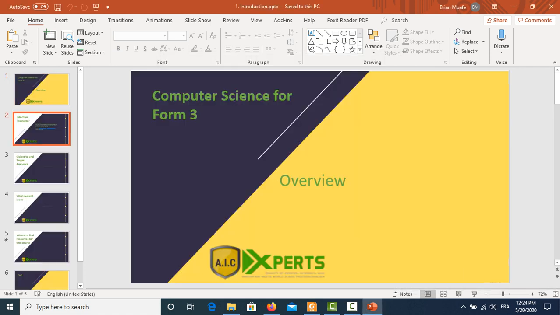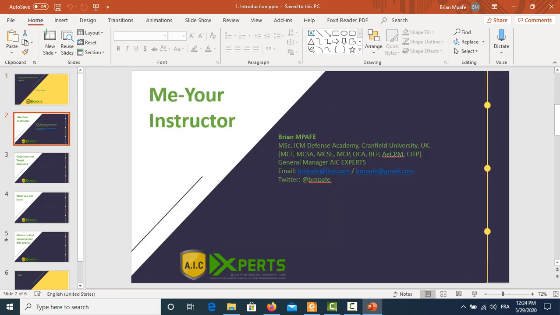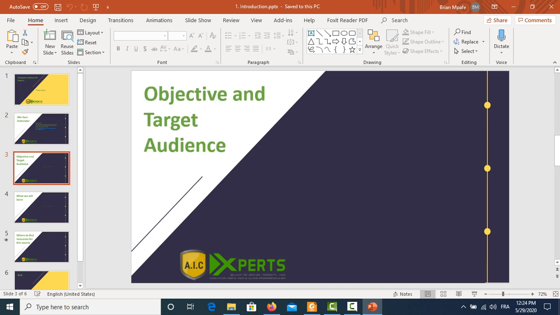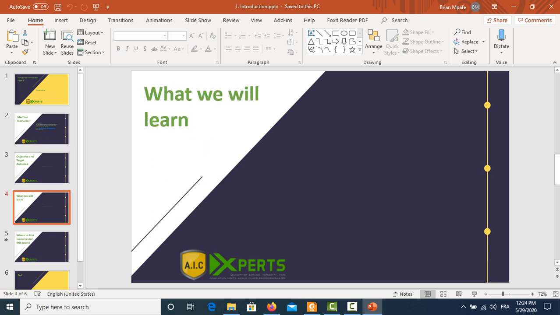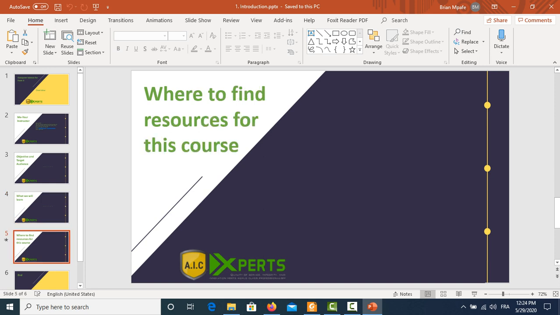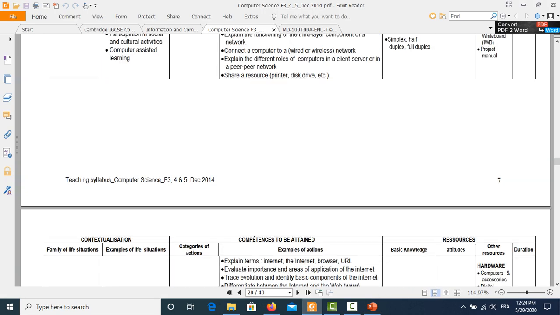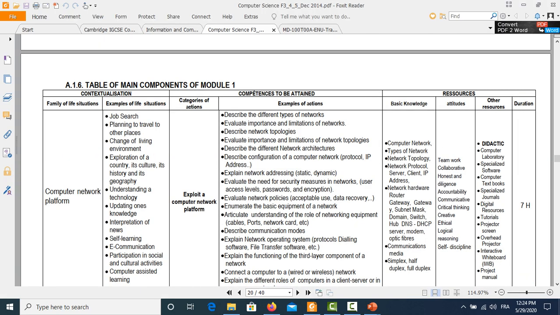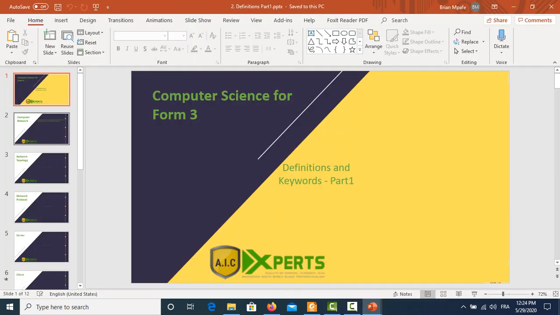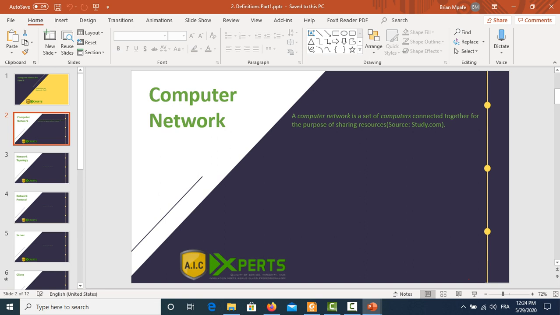So as you can see, Form 3 computer science overview, I introduce myself, the instructor, the objectives of the course and target audience, what you will learn, and so on and so forth. So the same thing. For definitions, I discuss the various definitions that are required or the must know. So for example, like we discussed, the ministry expects them to know what is a computer network, what's a network topology, and so on and so forth. So if you go to my definitions, I have a computer network, I define it, and I'm going to put a picture that depicts it, and so on and so forth.